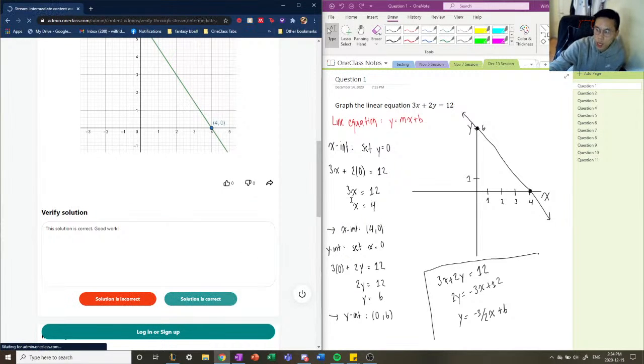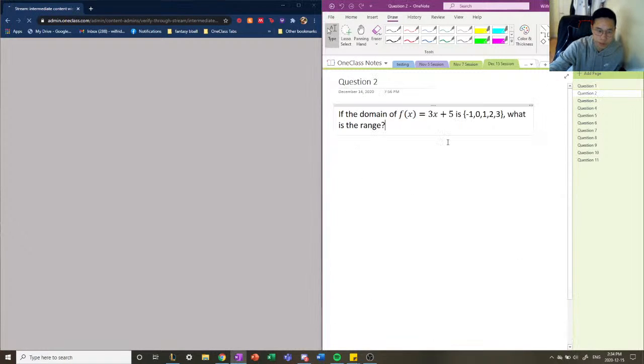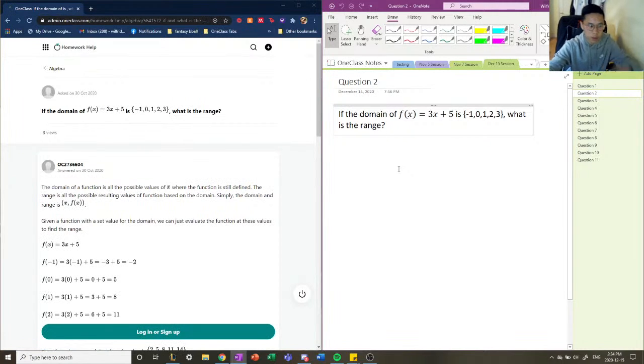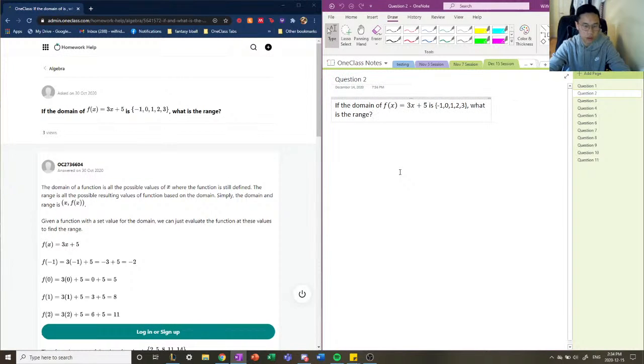Okay, cool. Let's move on to question number 2. All right, so question number 2 reads: if the domain of f of x equals 3x plus 5 is negative 1, 0, 1, 2, and 3, what is the range?